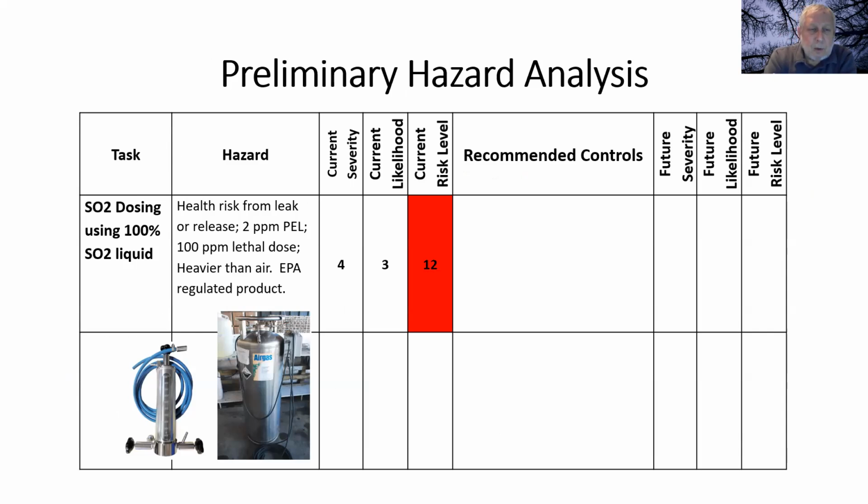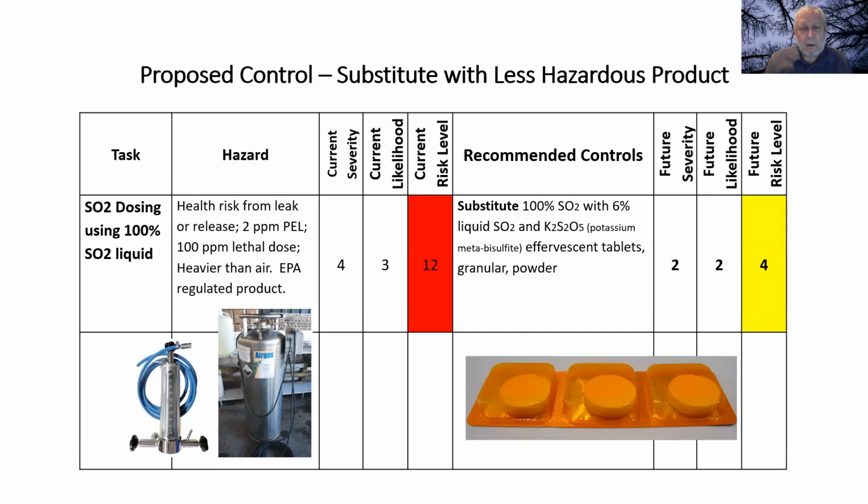The task: SO2 dosing using 100% liquid SO2. Hazard: health risk from leak or release, 2 parts per million permissible exposure limit, 100 ppm lethal dose. It's heavier than air, and it's an EPA regulated product. It's probably EPA regulated because they reached some certain threshold to report it. The current severity is 4, likelihood is 3, so the risk level is 12, and that's in red, so that's obviously a high risk level, and that's what they're highlighting there.